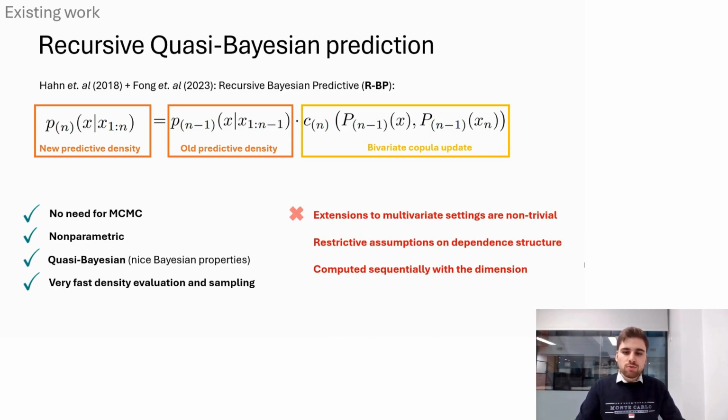However, there is room for improvement. In particular, the extensions to multivariate settings are non-trivial, with restrictive assumptions needed on the dependence structure, and the computation is sequential with the dimension, which might not be optimal.